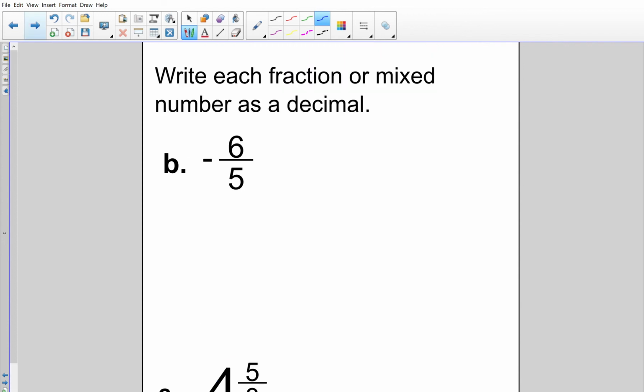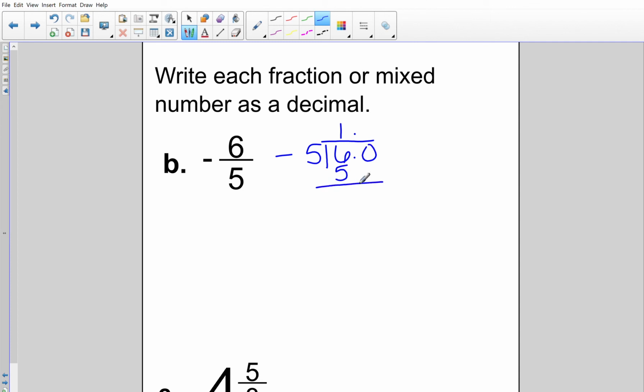Okay, again, I'm going to take this. It's going to be negative, so my new answer is going to be negative. And I'm going to take the top divided by the bottom. If you want to see this done by hand, it's going to be a 1.